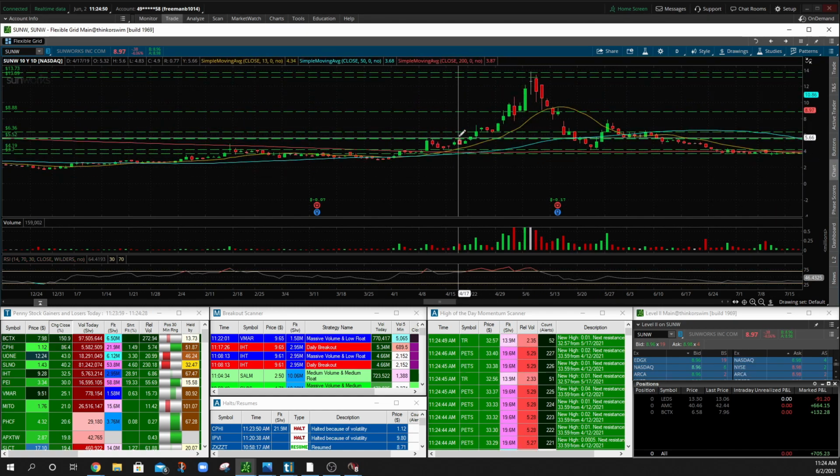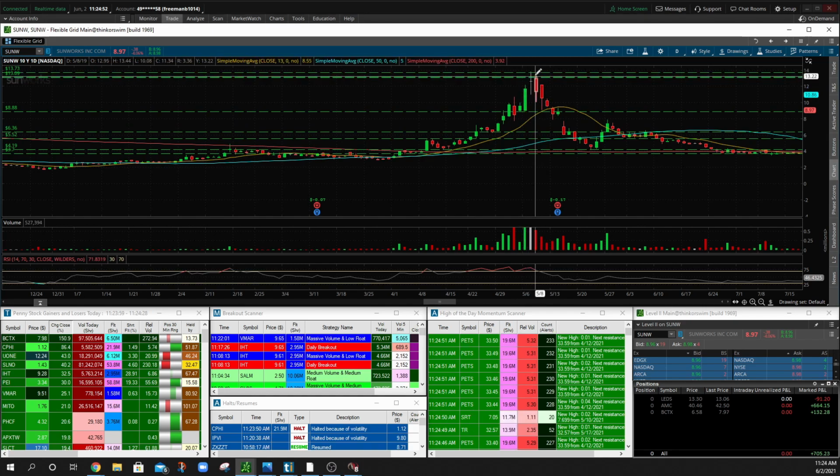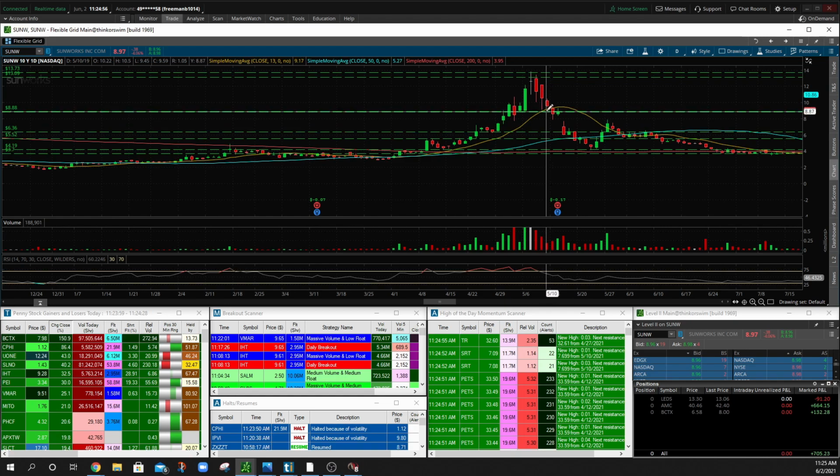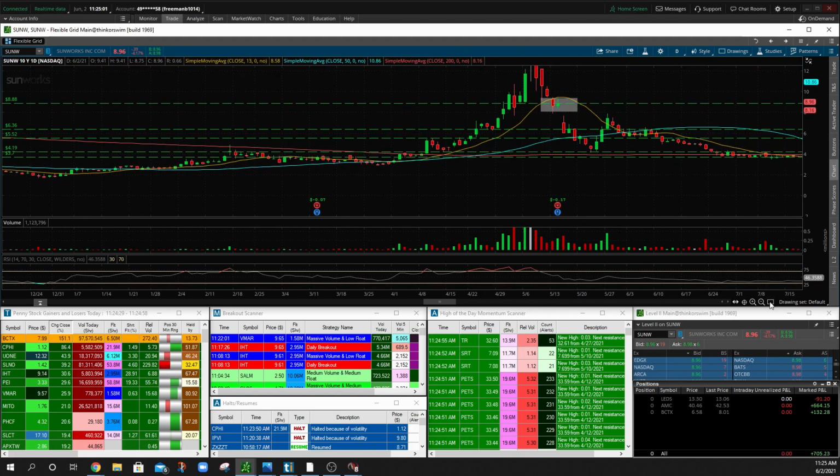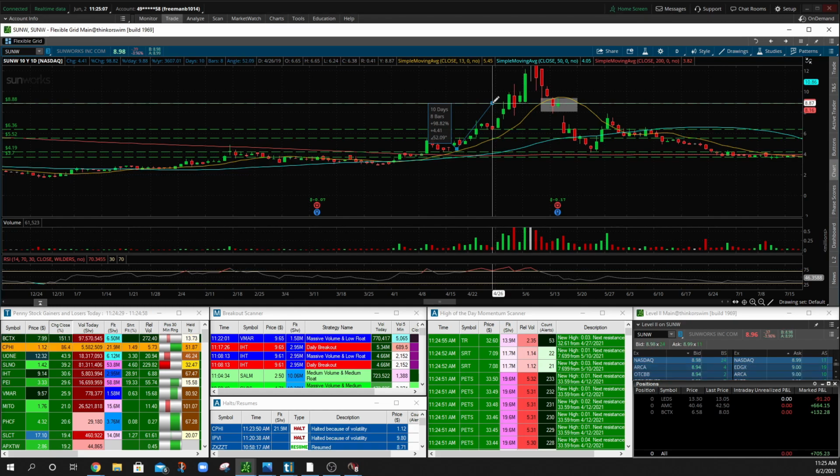So you were scaling out 2, 2, 2, 2. Now you have 200 shares left, and you're unfortunately getting stopped out right here when we cracked below. But you're still making money on those 200 shares, right? Your entry was in the low fours. You're still making $4 a share on those 200 shares, right?